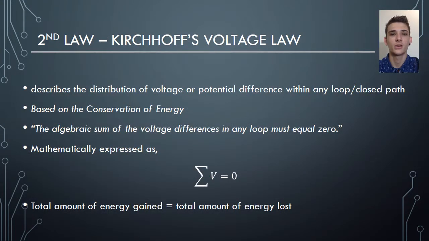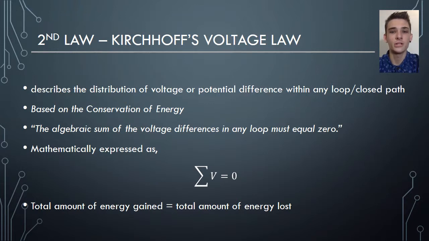I will now discuss Kirchhoff's second law. Kirchhoff's voltage law, also known as Kirchhoff's loop rule or KVL, describes the distribution of voltage or potential difference within any loop or closed conducting path of an electrical circuit. Specifically, Kirchhoff's voltage law states the algebraic sum of all voltage differences in any closed loop must equal 0.